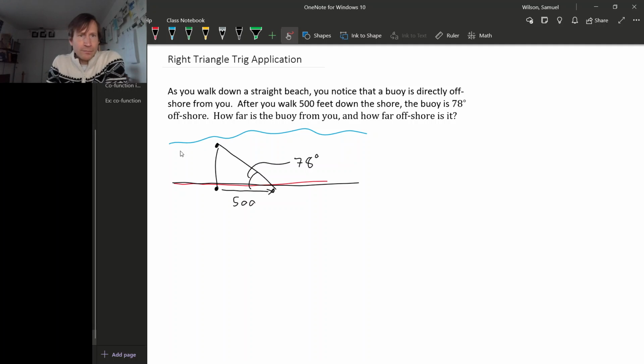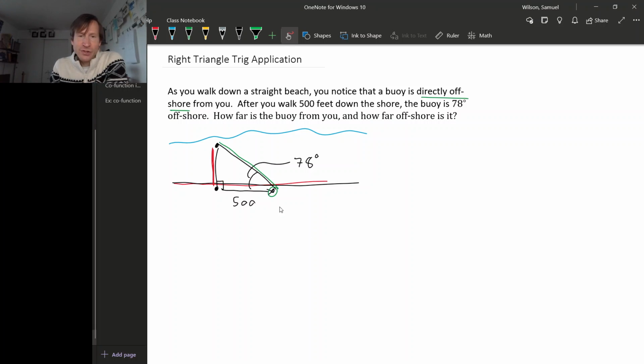So what are we trying to find? Well, we need to find how far the buoy is from us, but we're over here, so we need to find this distance. We also need to figure out how far the buoy is offshore, but that's going to be this distance here. And when I say that the buoy is directly offshore, what I mean is that it's directly out from shore, so that this is a right angle right here.